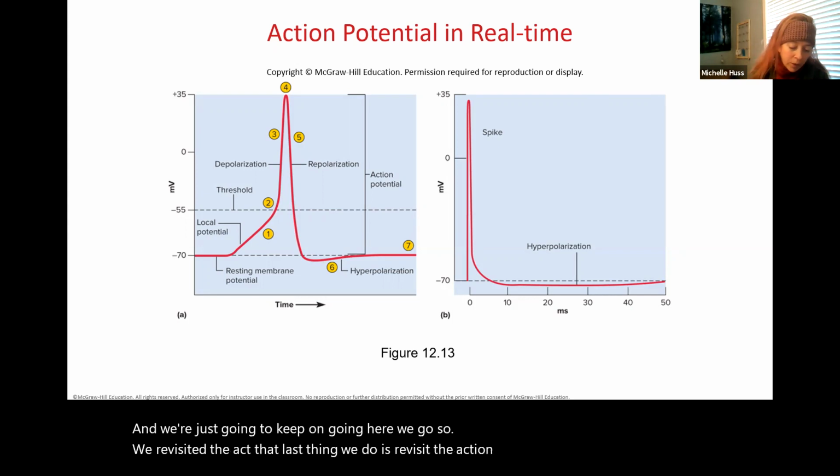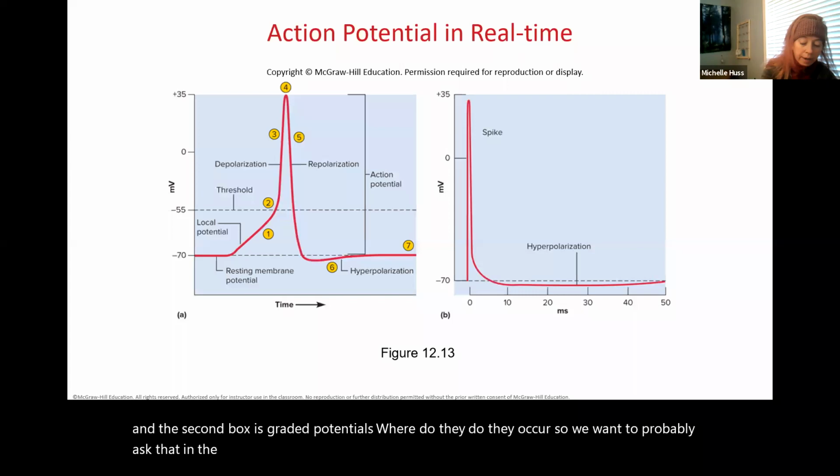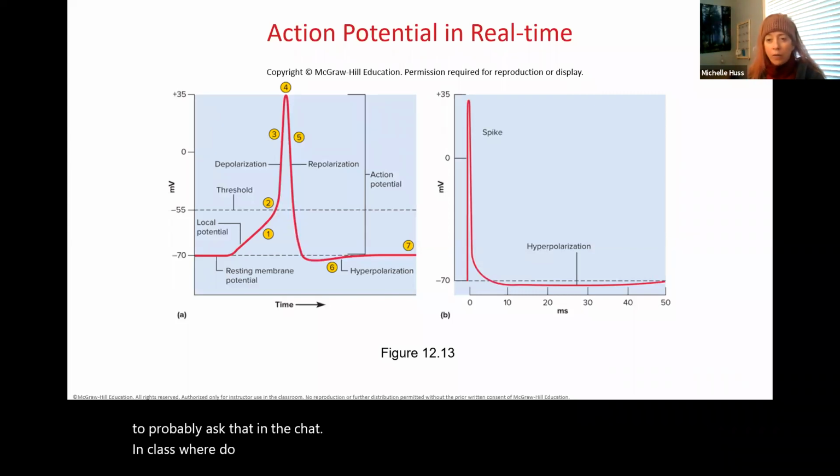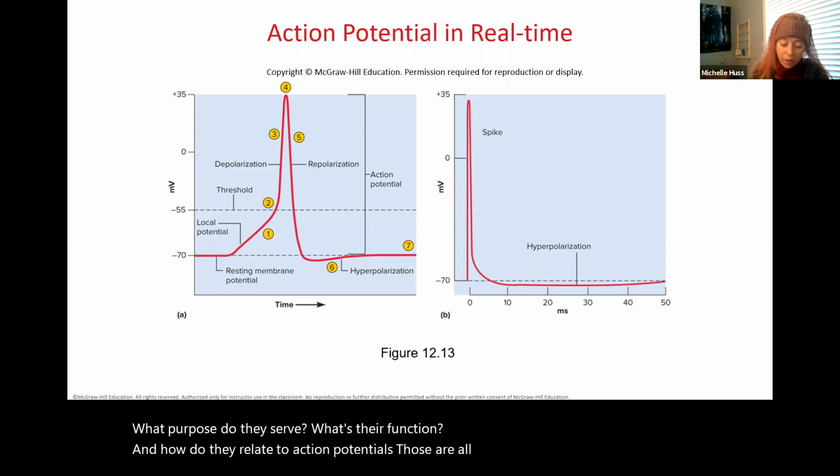Okay, so that's the first box. And the second box is graded potentials. Where do they occur? So I'll probably ask that in the chat in class. What part of the neuron do they occur on? What purpose do they serve? What's their function? And how do they relate to action potentials? Those are all good questions for us to answer in the chat.